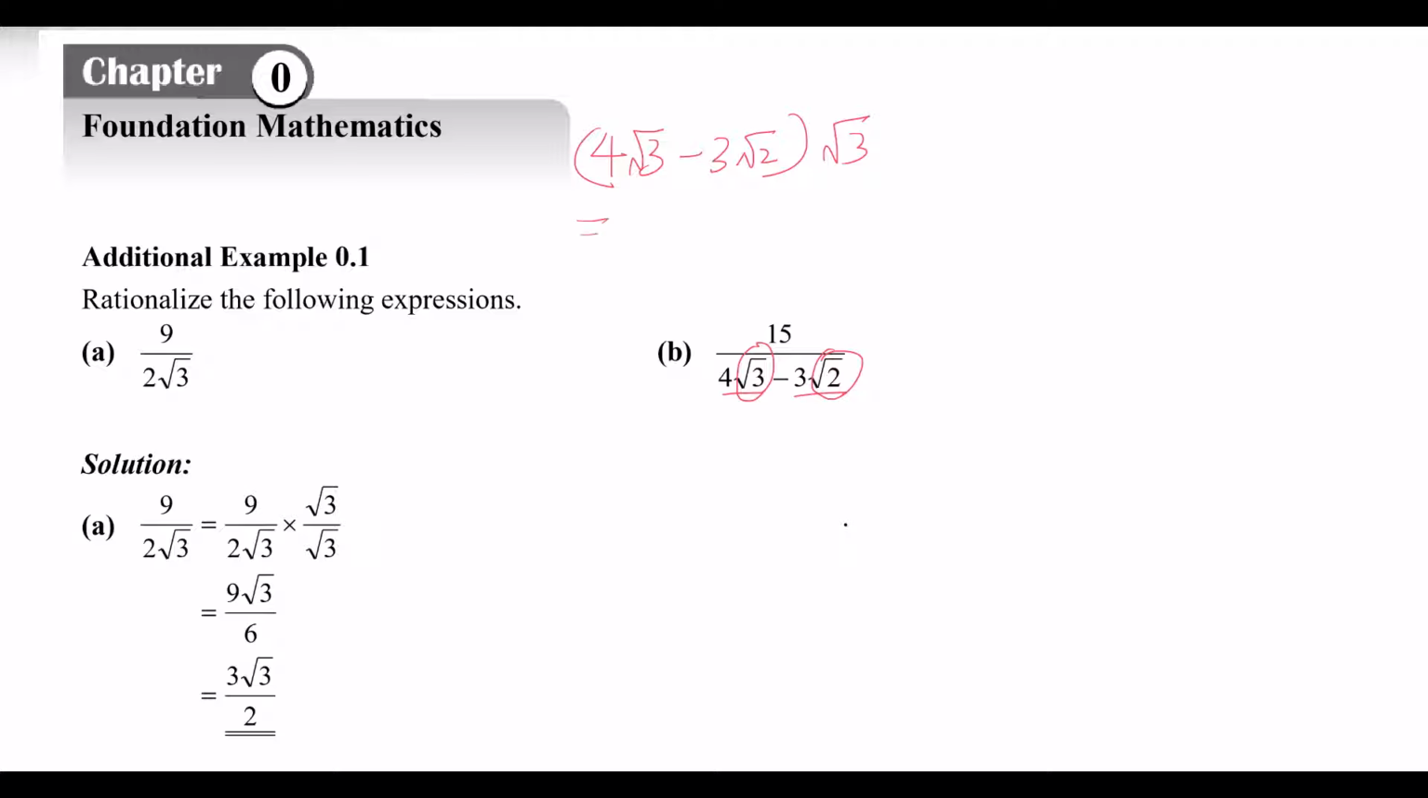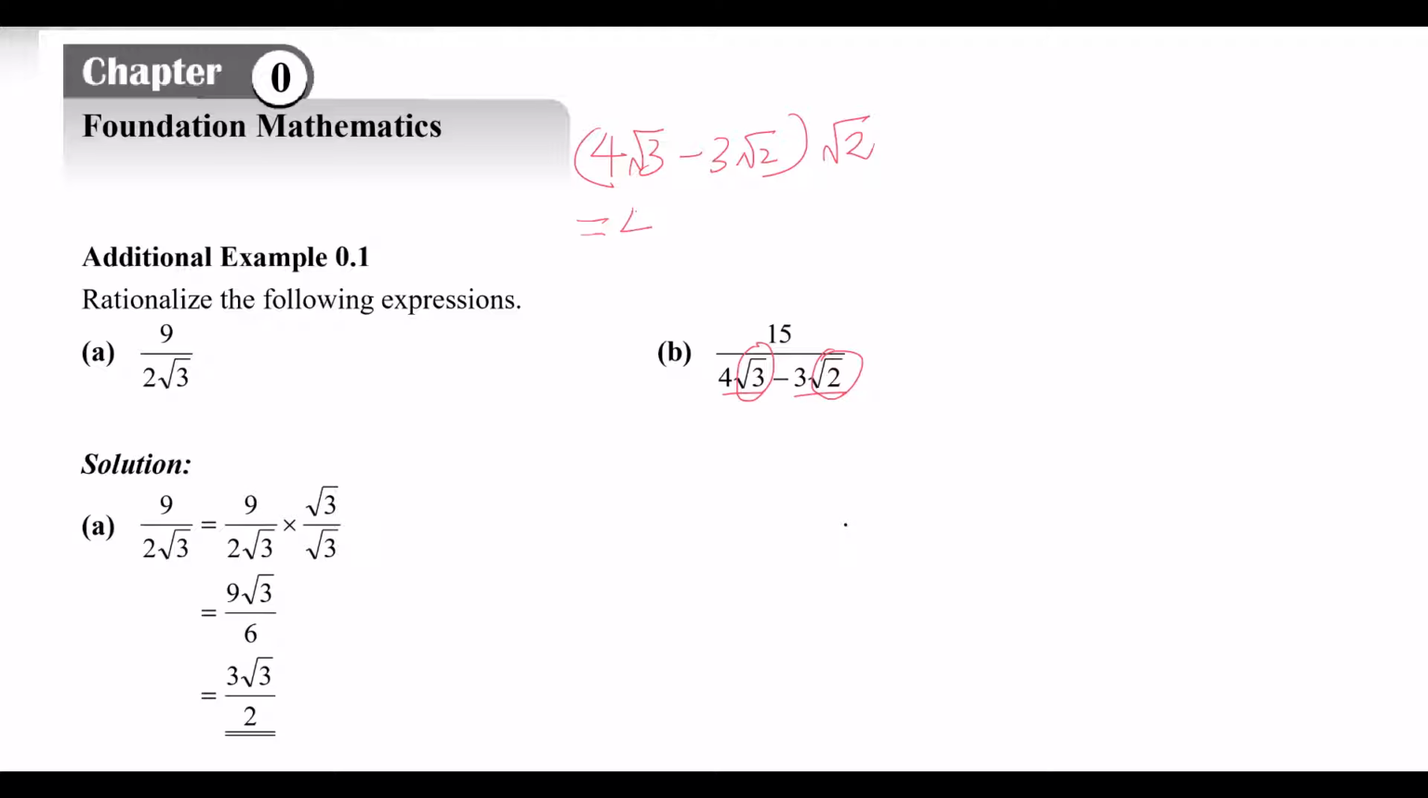In this case, we have 4 times 3 minus 3 square root 2 times square root 3, and this part is square root 6. And therefore, in this case, it is still an irrational number. I mean, the denominator still consists of an irrational number, and therefore we have not completed the process. And then you can imagine we will have similar results if I just multiply with square root 2, okay?